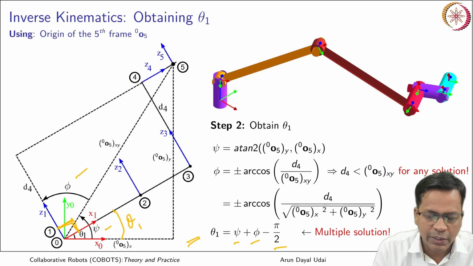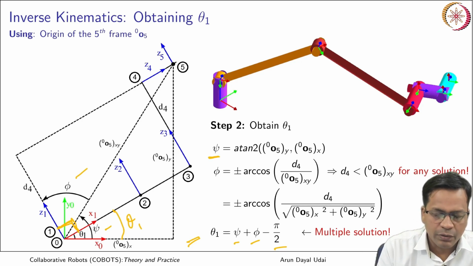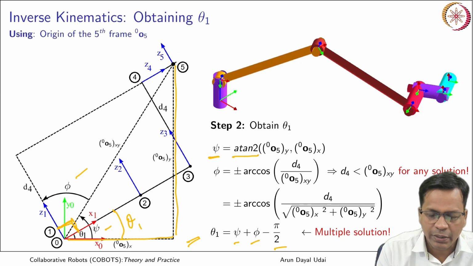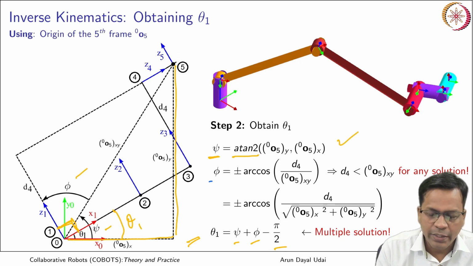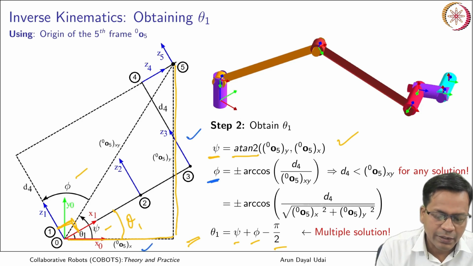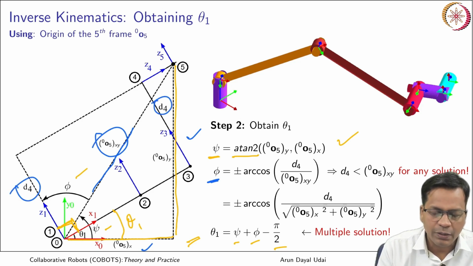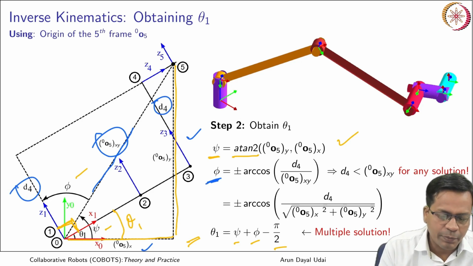So, I will just quickly recalculate. Psi is equal to, using arctan2, I have used this and this, I calculated psi. Next, for phi, squaring these two, adding and taking the square root, I obtained this side, that is this one. This is equal to D4 from here. So, now I can calculate phi, phi is obtained.